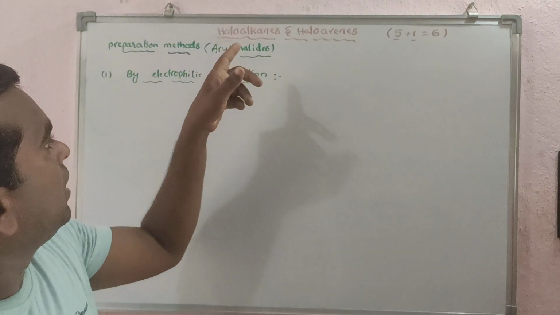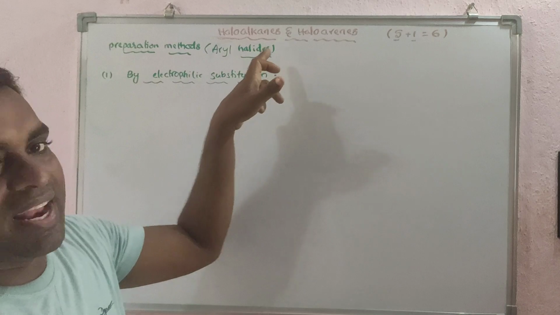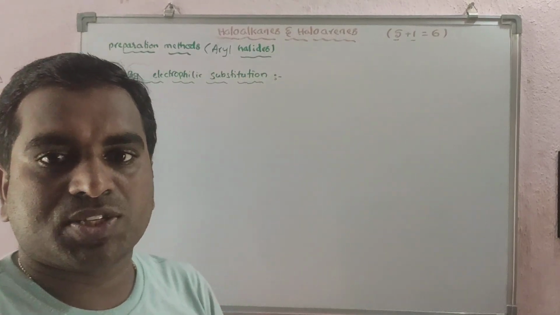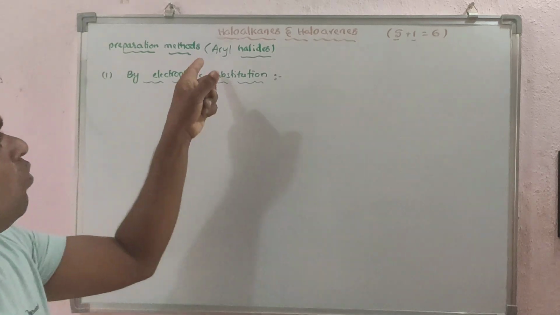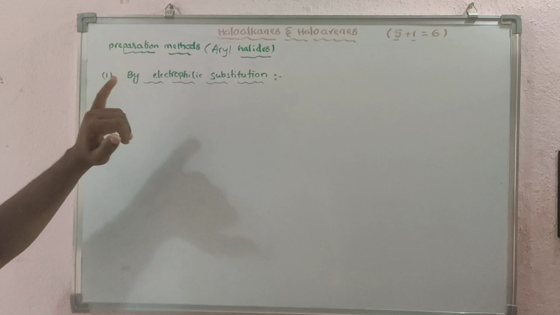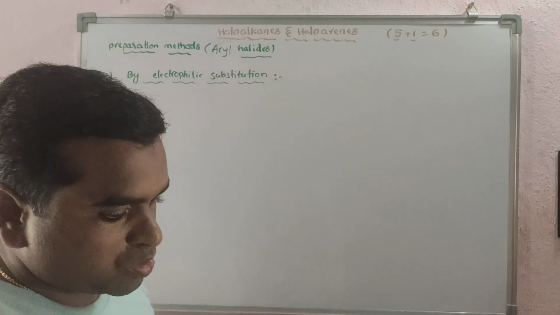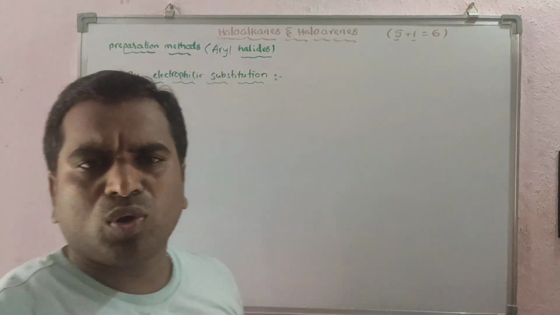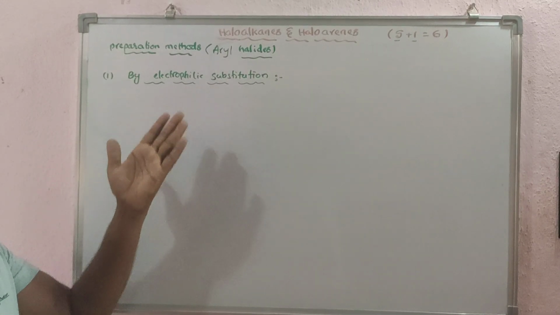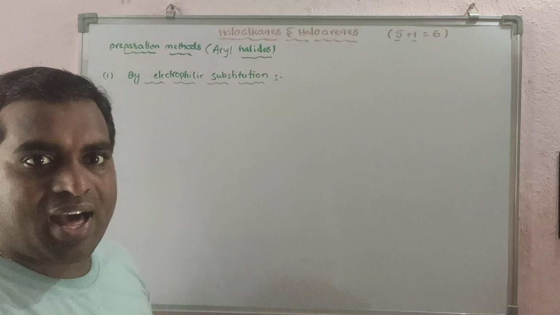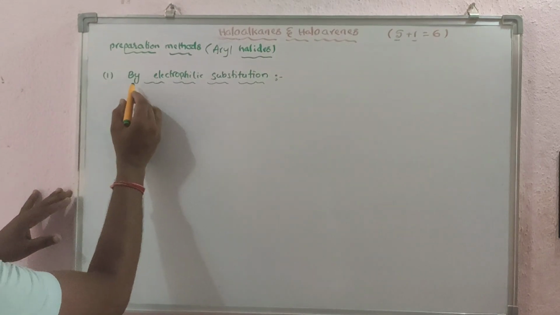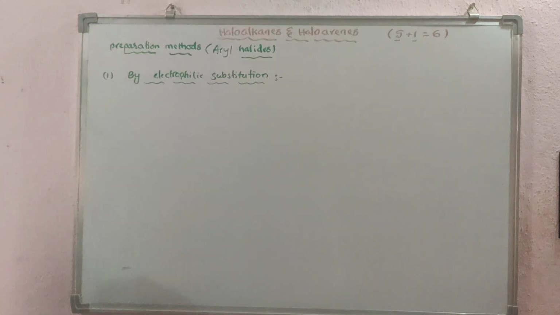Next one is the preparation methods of aryl halides. Till now what we have discussed is the preparation methods of alkyl halides. Now we will start the preparation methods of aryl halides. The first one is by electrophilic substitution reaction. You have already studied this reaction in the first year: chlorination or halogenation on the benzene ring. Clear? So the first one is by electrophilic substitution reaction.